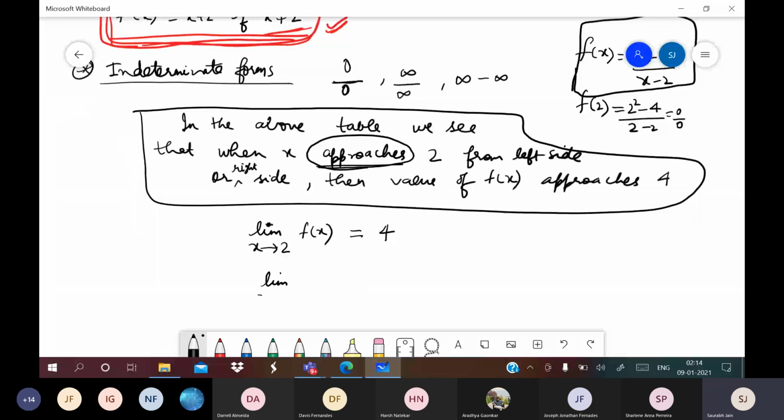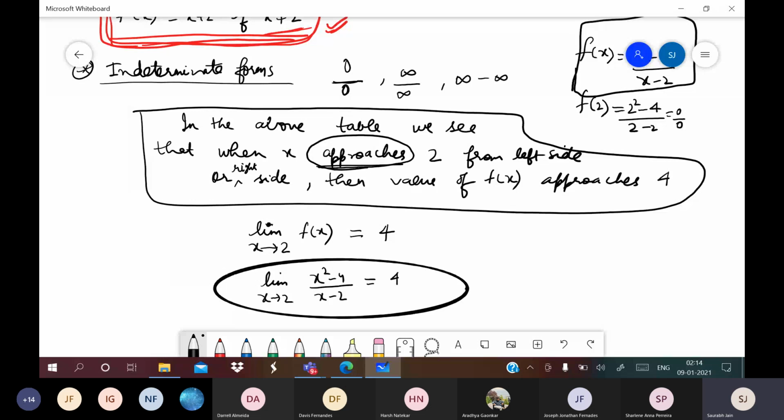We write it once again, limit x tends to 2. What is the function here? The function is this. What is the limit of the function? 4. Now you know what this is? What is this in this circle? How to read it? I'm repeating. When x approaches 2, the function is approaching 4, one way. Second, when x is approaching 2, the limit of the function is 4.